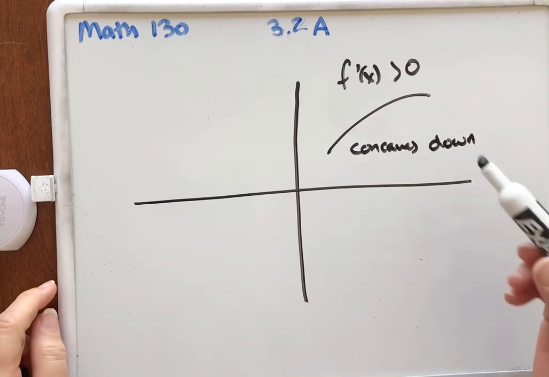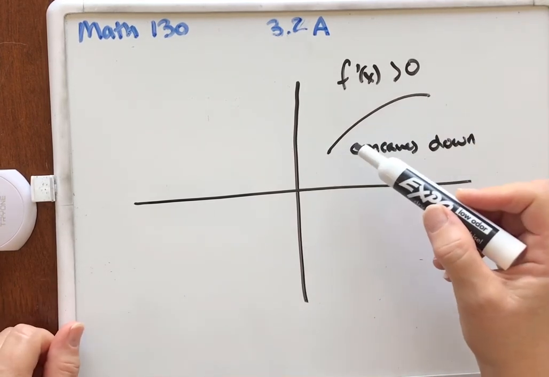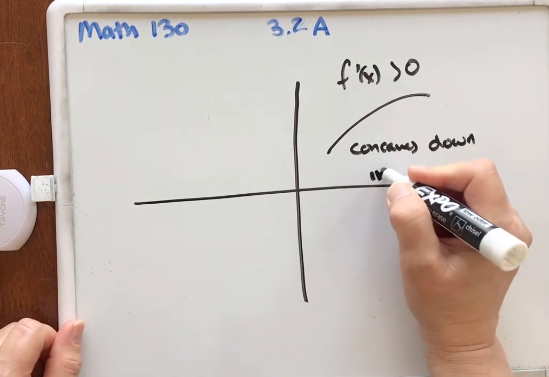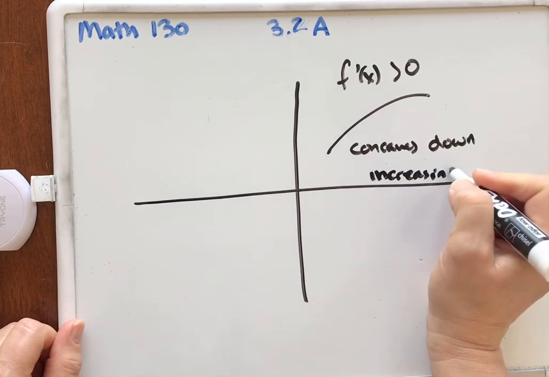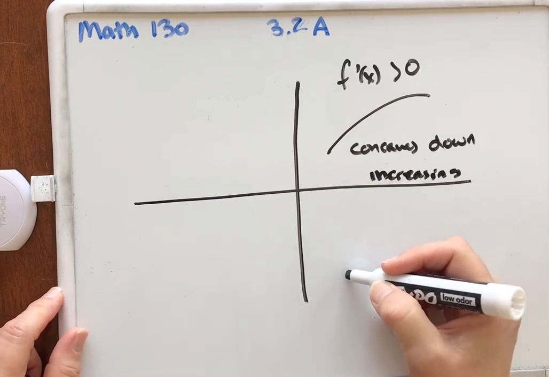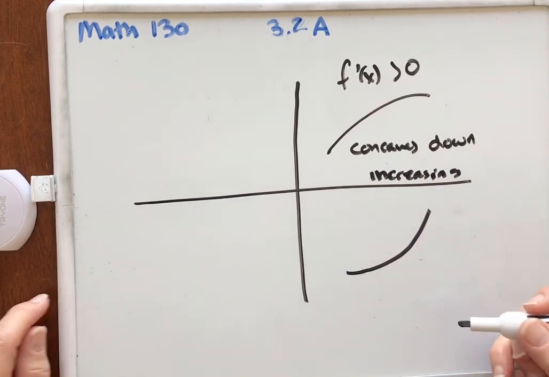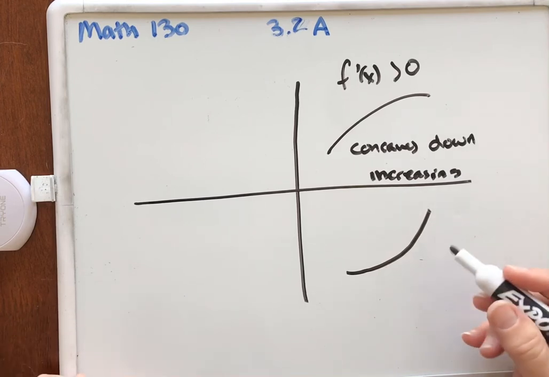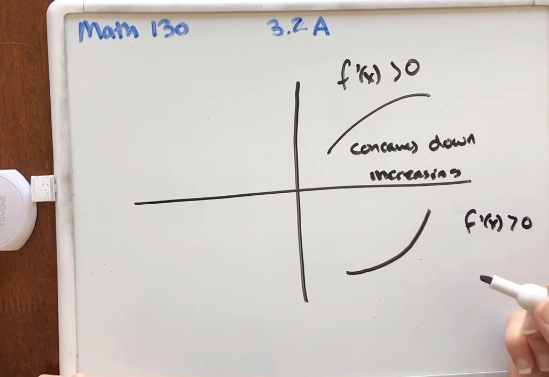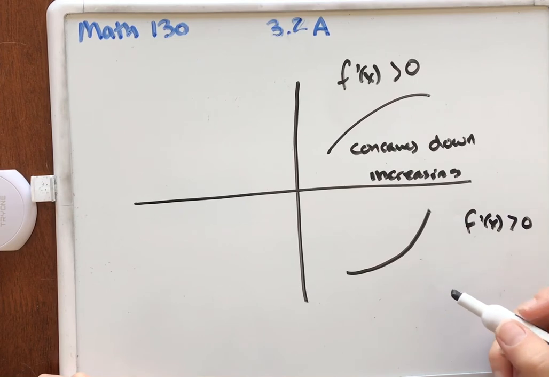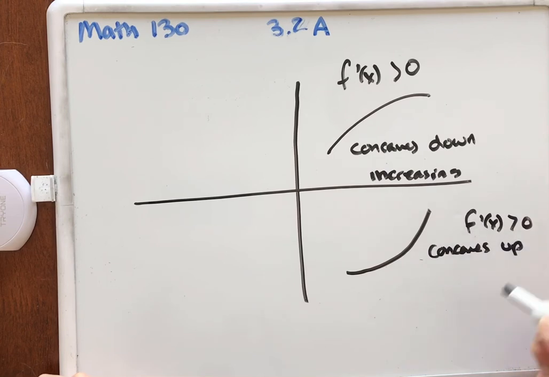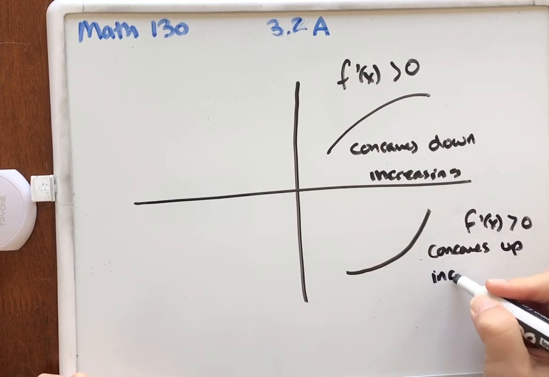Now, let's ask this. Is f increasing or decreasing? F is increasing. Okay, let's draw this picture. Is f prime of x greater than 0 here? Yes, it is as well. Okay, it concaves up. It also is increasing.